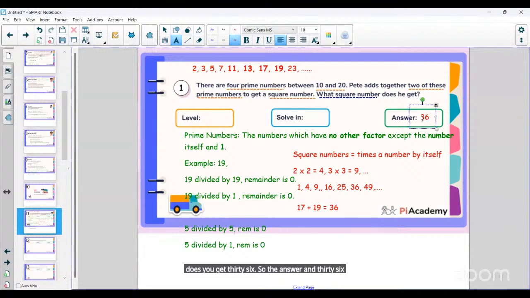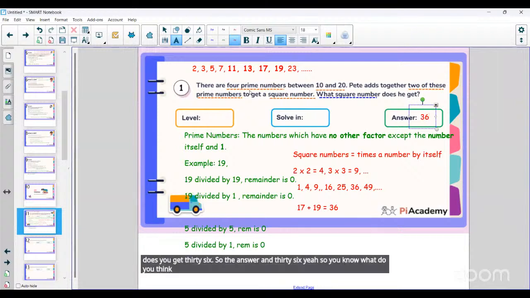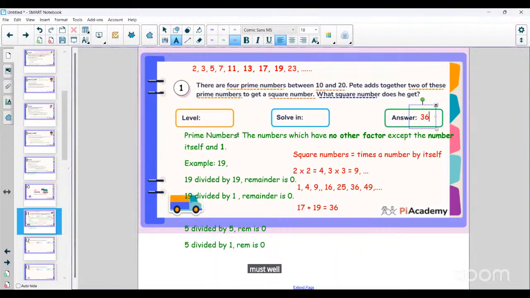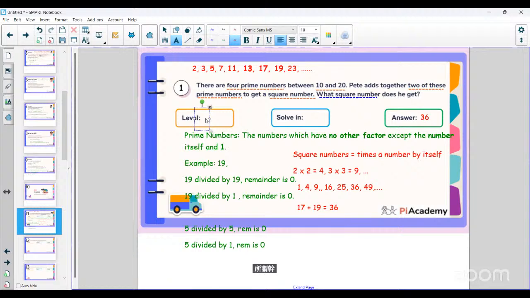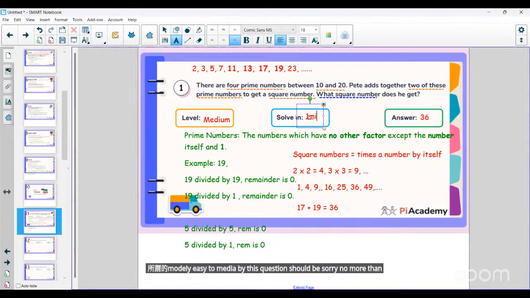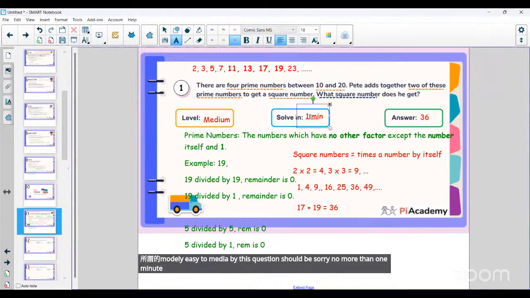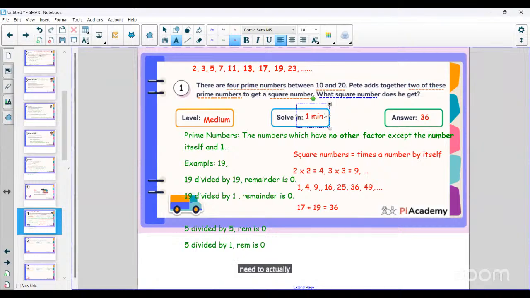So in order to solve this one single problem, you must know what factors are. Also, you should understand prime numbers very clearly, and also square numbers. So we can take it as a medium level problem, moderate, easy to medium. But this question should be solved in no more than 1 minute. So that is the level of practice you need to achieve.